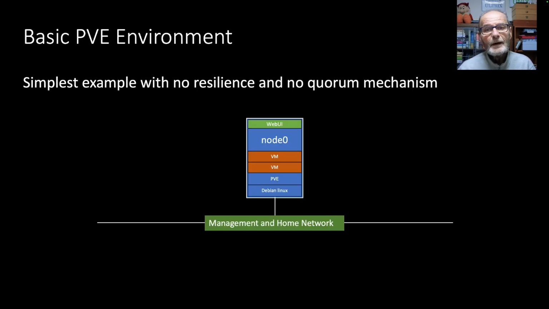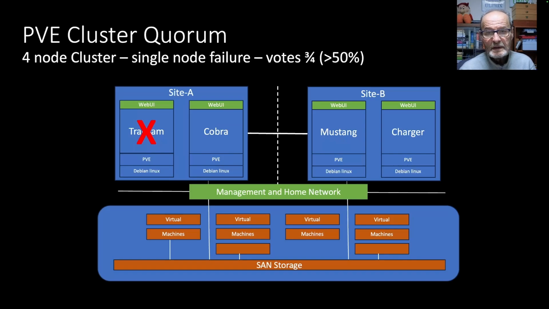So the first scenario is a simple home lab with a single node running virtual machines, etc. This effectively doesn't have a quorum mechanism. The quorum mechanism exists, but you have 1 node and you can't have more than 50% of 1 node running, so the quorum doesn't apply in this case. So what we're more interested in is something like this.